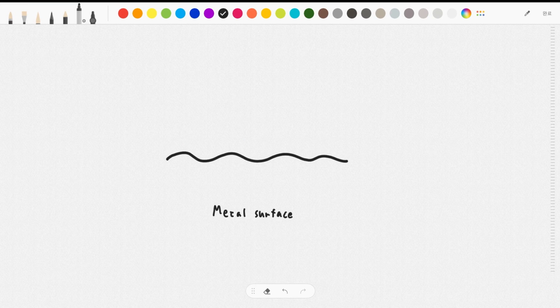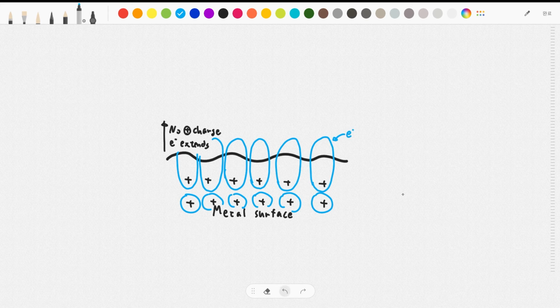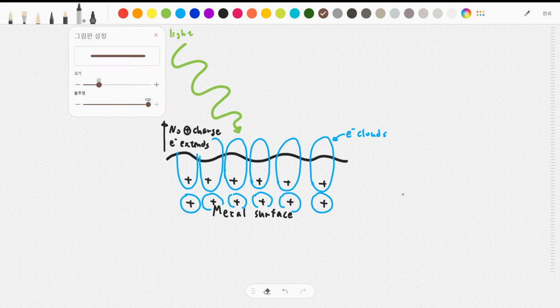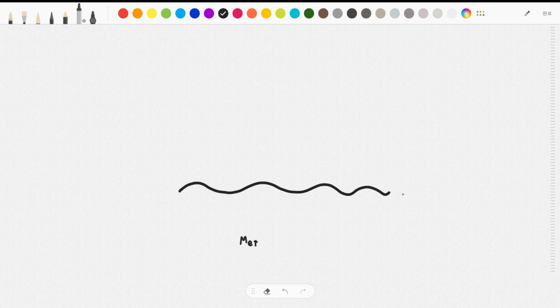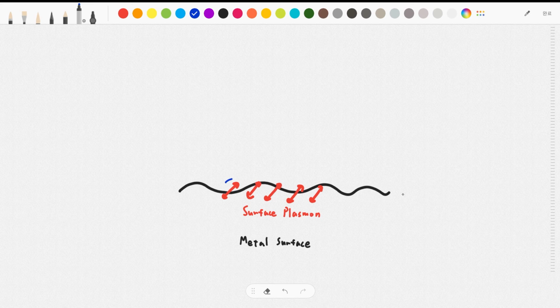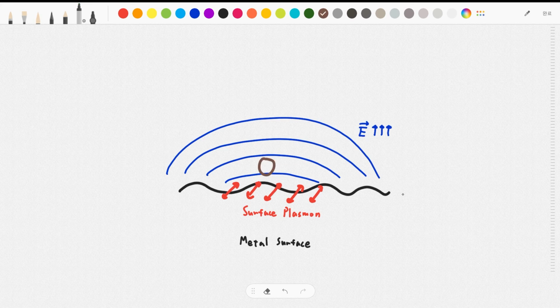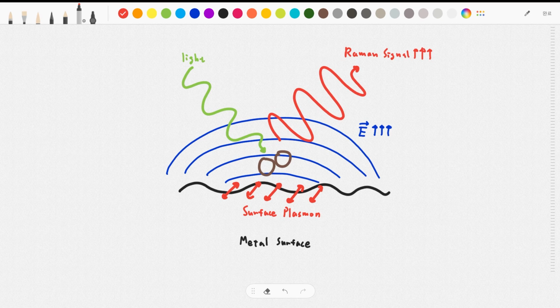And especially at the metal surface, there is no positive charge above the electrons unlike in the bulk, so the electron clouds can extend considerably from the surface by the electromagnetic wave, making a larger oscillation called surface plasmon. As a result, this surface plasmon amplifies the electric field locally near the surface. We can understand this as the light is captured and stored at the surface in the form of a local electric field. And this huge electric field amplifies the Raman signal of the molecule.